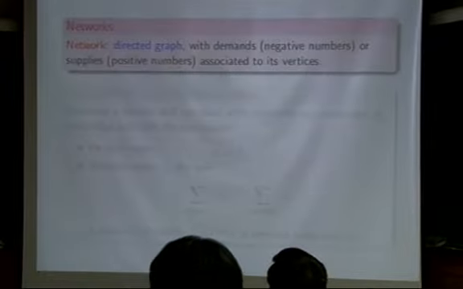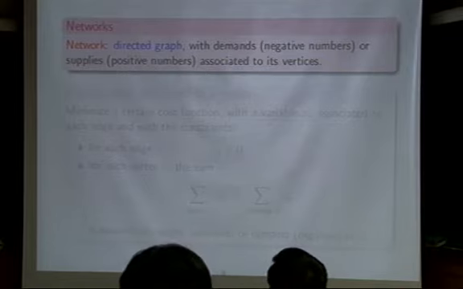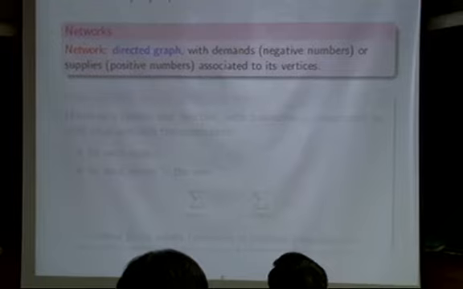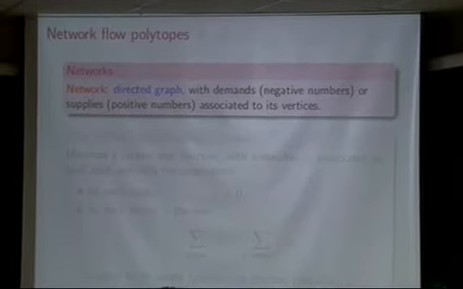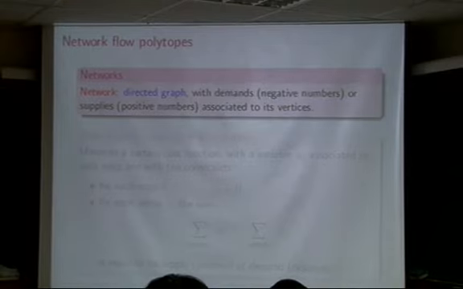What do I mean by network flow polytope? It's a polytope built on a network. And what do I mean by a network? I'm just talking about a directed graph. Okay. So I have a directed graph together with, at each node of the graph, a positive or negative value that corresponds to a supply or a demand amount.